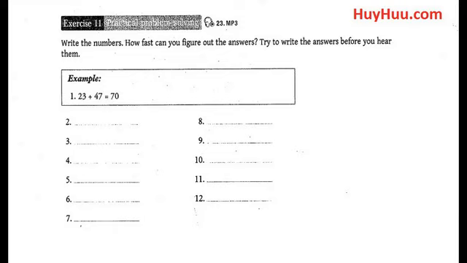Now listen to 4 conversations in a department store. Figure out the totals before you hear them. Write down the prices.